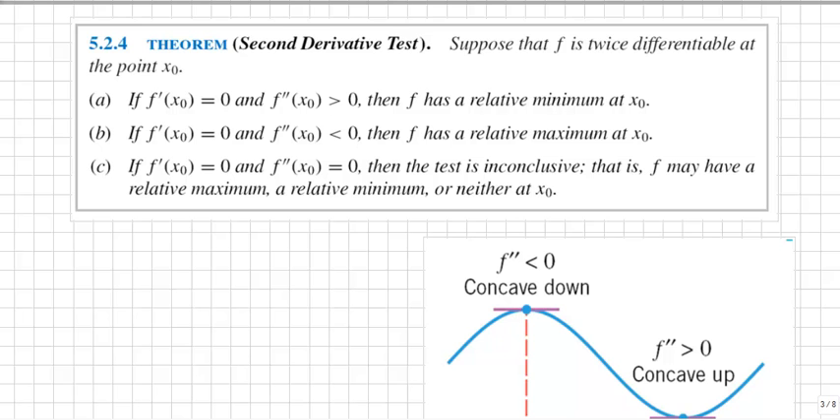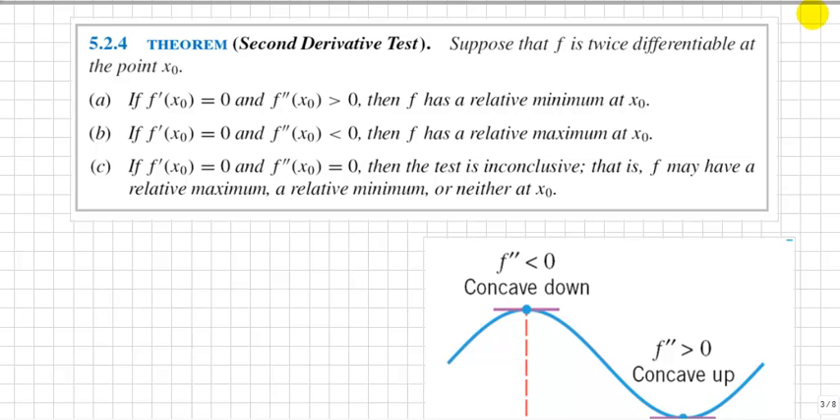Okay, so we've been talking about finding the relative max and the relative min, and we've been using the first derivative to figure out where it's increasing and where it's decreasing in the first derivative test to determine whether it's a maximum or whether it's a minimum. Well, there's another test that we can use, and it's called the second derivative test. So let's see what it says.